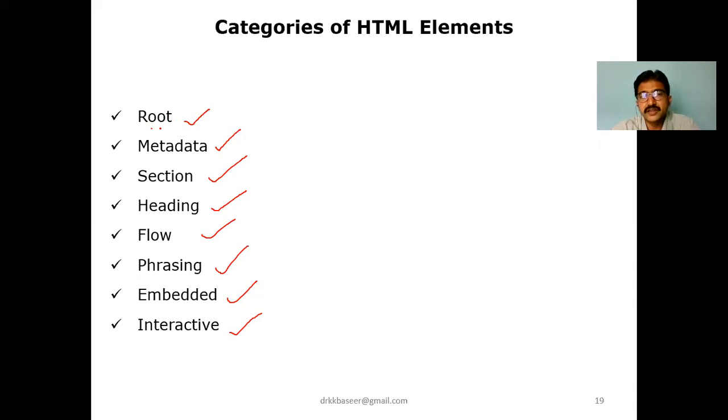Under each category, we again have a set of elements that come under that category. You can say it's a cluster. Root is one cluster, metadata is one cluster, section is one cluster. Under that cluster, a set of elements will be added. So on average, there are 8 different HTML element categories in total, and each has different elements.